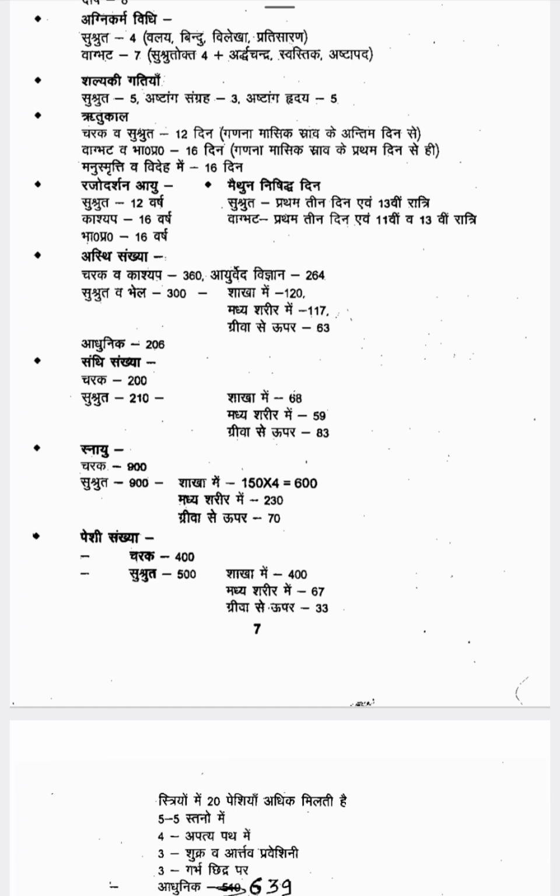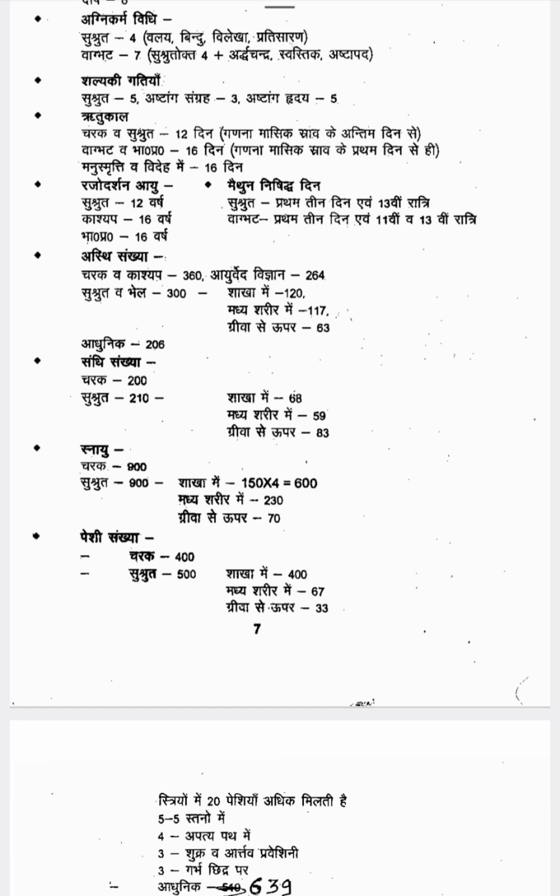So now, total Asthi is 300 according to Sushruta, Sandhi 210 according to Sushruta, Snayu according to Sushruta 900, then Peshi according to Sushruta 500.